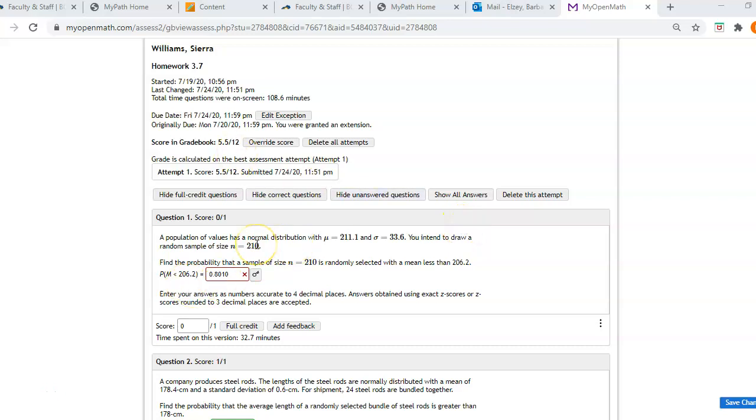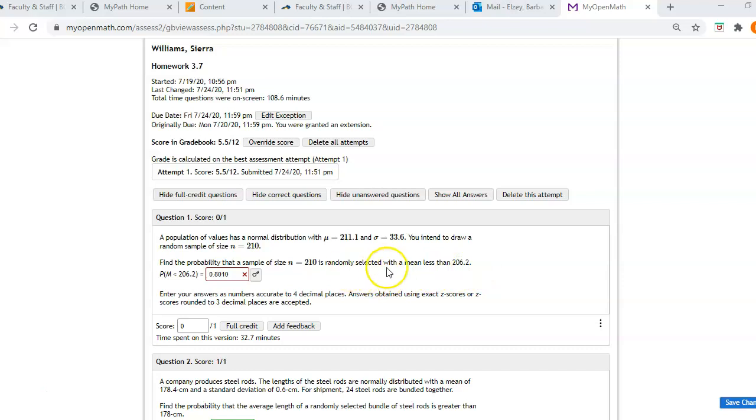Okay, so let's do one of these less than problems. I noticed that most of the ones you're missing here are less than problems. A population of values has a normal distribution with the population mean equal to 211.1 and the population standard deviation equal to 33.6. You intend to draw a random sample of size n equals 210. Find the probability that a sample of size 210 is randomly selected with a mean less than 206.2.